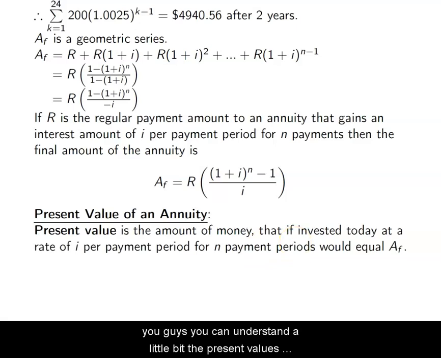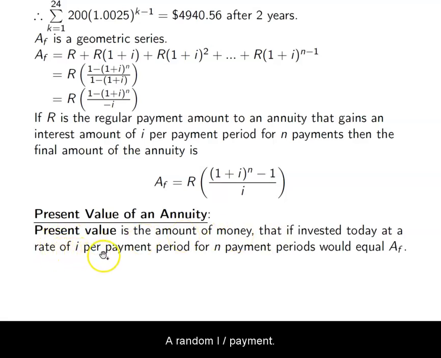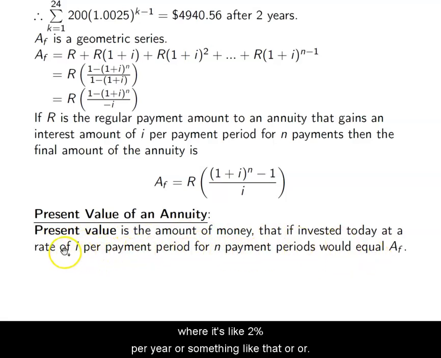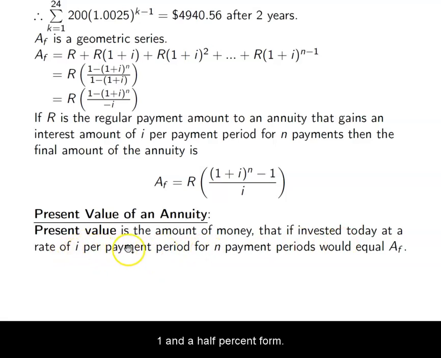But present value is the amount of money that if I were to invest it today, right, like literally right now, at a rate of I per payment period for n payment periods, right? So let's say for 5 years, where it's like 2% per year or something like that, or 1.5% per month, that it would equal the final amount.